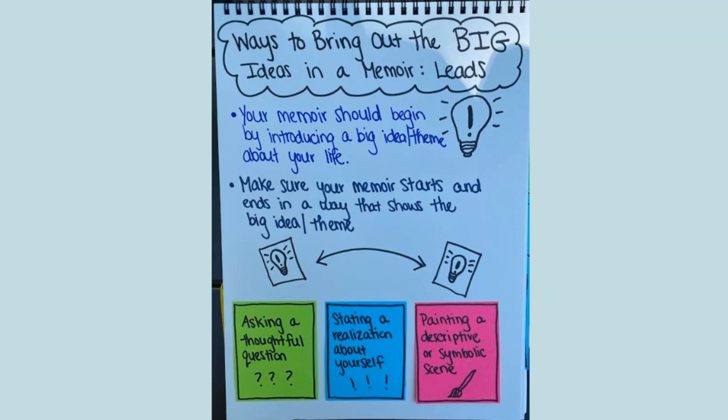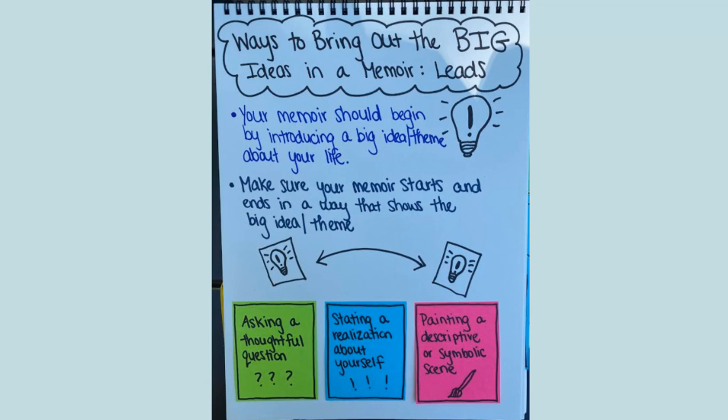So there are some different ways to bring out the big ideas in our memoir, and our focus on how to do that is through our lead. First of all, your memoir should begin by introducing the big idea or theme about your life. You could do this either in a very explicit or clear way, or you can do it in a way that foreshadows what the big idea will be or what you'll realize in the end of this memoir.